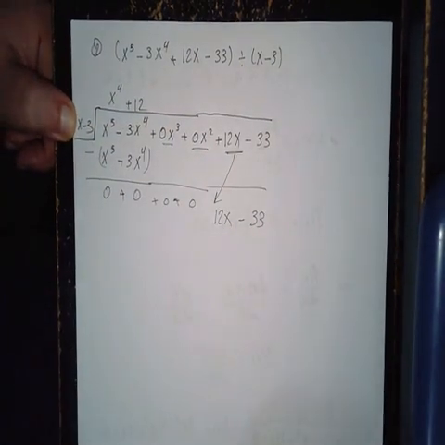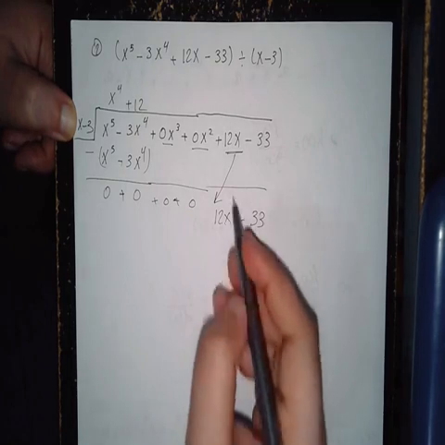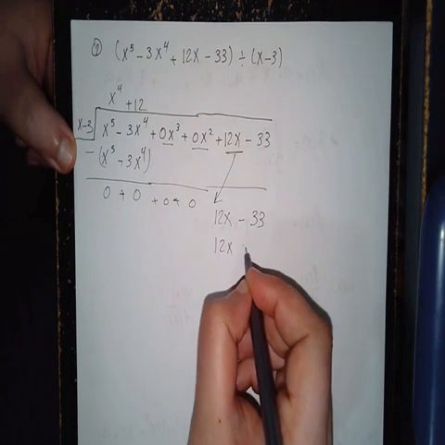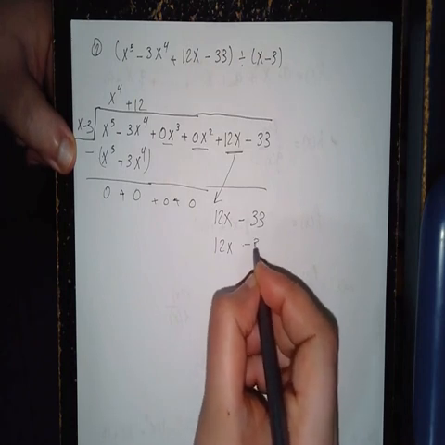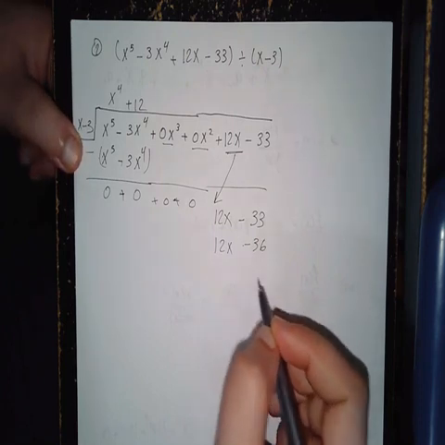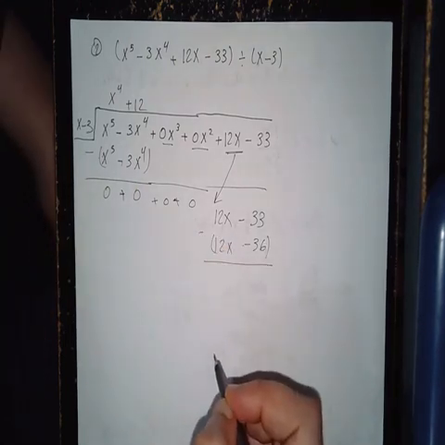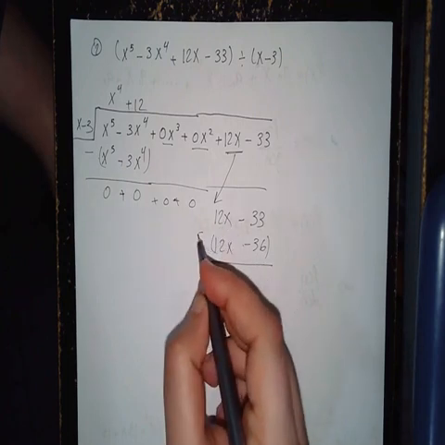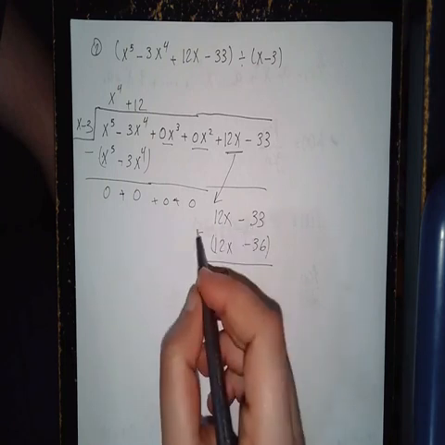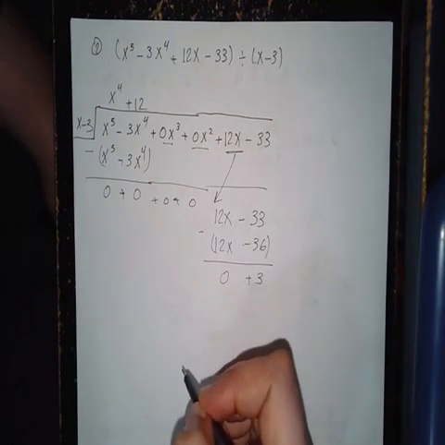So we do that. Now, 12 times x is going to be 12x, and 12 times 3 is going to be what? Come on, you should know this. It's negative 36. Right? Subtraction. Put the parentheses so you don't forget to change the signs. Now, positive 12x, negative 12x is 0. And a negative 33 minus a positive 36 gives you a positive 3 as the answer.